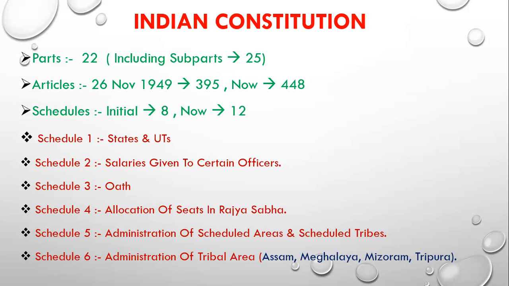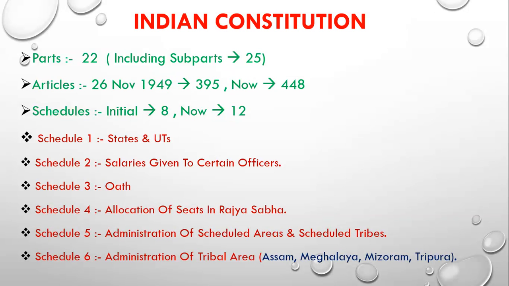Friends, the tribals living in Assam, Meghalaya, Mizoram and Tripura are very primitive. They have maintained the original form of lifestyle. So they are very primitive, so the laws governing these tribal areas should also be according to them. That's why there is a separate set of laws for them.